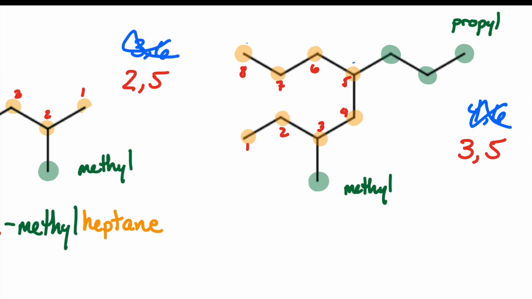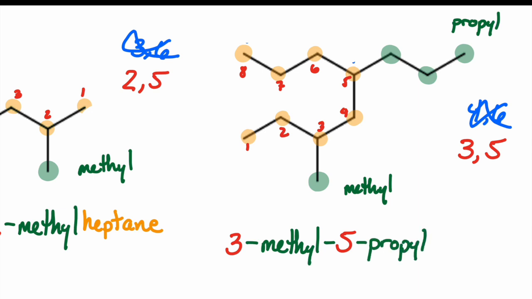So when we put this together, though, we need to put our substituents in alphabetical order. M comes before P in alphabetical order. So this would be 3-methyl, 5-propyl, and then that parent chain, octane.